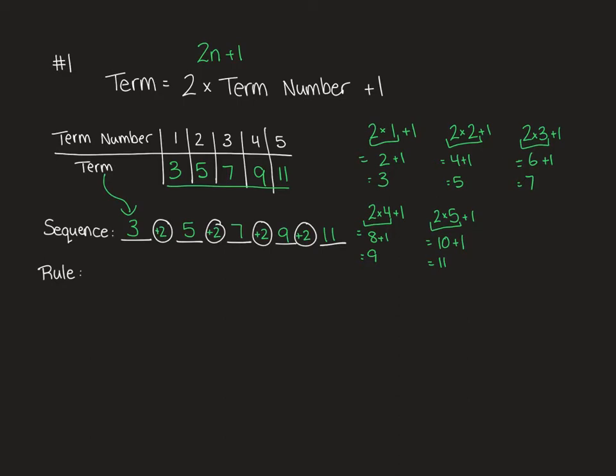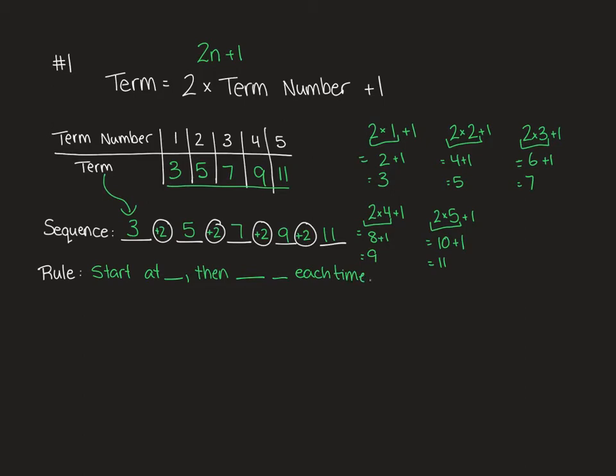Now, we need to write our rule. So remember, our rule is in words, and instead of it just dealing with our formula, we're not going to write 2 times the term number plus 1. We're actually going to look at the sequence and figure out the rule for the pattern. So the format it will work with is start at something, and then you're either going to add or subtract, and then what number you add or subtract each time.